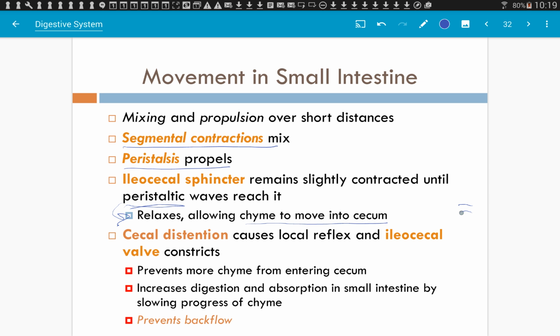I'll show you a picture in a second, because you have your ileocecal valve coming in. You have this little pouch, and then your ascending colon going up. The little pouch, that's the cecum that it's referring to. Your little ileocecal valve would be right here. But there's a much better picture coming up.